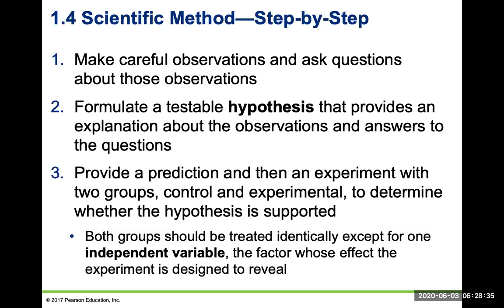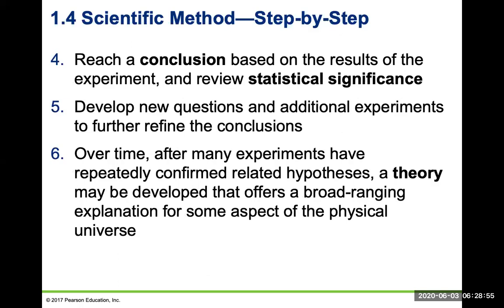Then you'll provide a prediction and then an experiment with two groups, a control group and an experimental group, to determine whether that hypothesis can be supported. Both groups should be treated identically except for an independent variable, and that's the factor whose effect the experiment is designed to reveal. You'll reach a conclusion based on results. You'll review statistical significance. So if you want to get farther in science or research, you'll have to take stats, which is a math class that shows you how to create statistics and how to find statistical significance between the differences between groups.